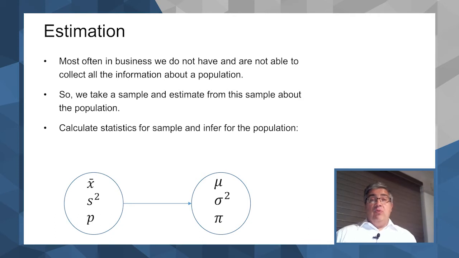And for that sample, we're going to calculate sample statistics. In that circle on the left, we have some sample statistics and the notation that I use. So we use X bar to represent the mean of a sample. We use S squared to represent the variance of a sample. Just S would be the standard deviation of the sample, and we use small p to represent the proportion of the sample.